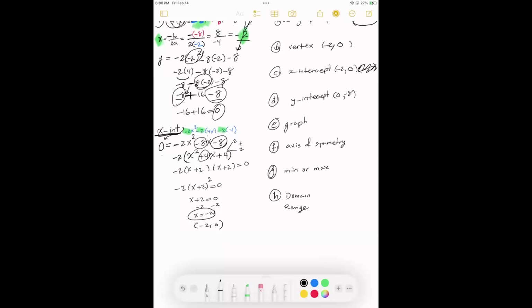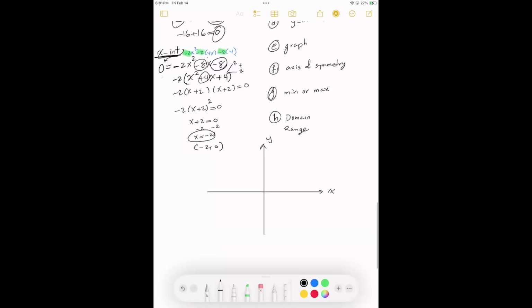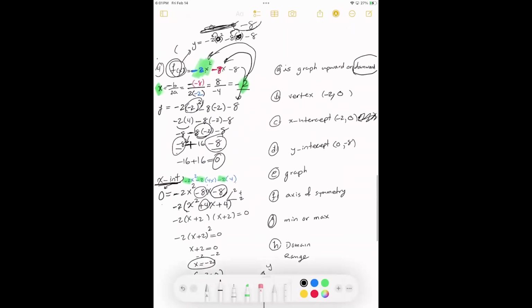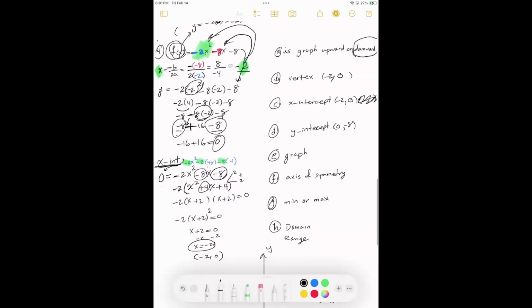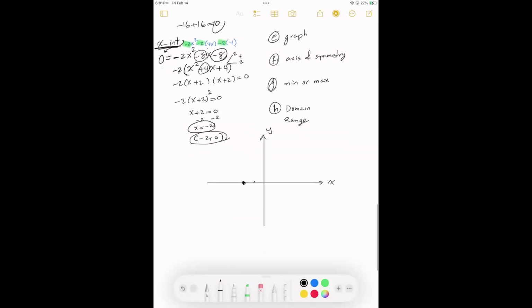8. To graph it, we are going to put our vertex, which was at x is negative 2, y is 0. And if you notice, it is the same as our x-intercept. So this is our x-intercept and vertex, both. And remember, it has a multiplicity of 2. That's why it touches the x-axis.